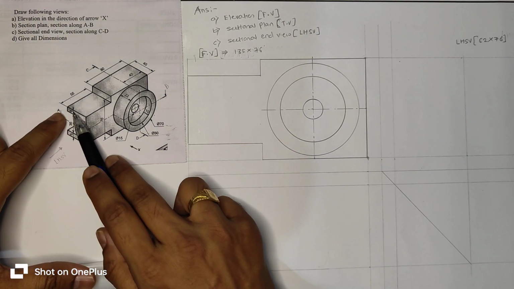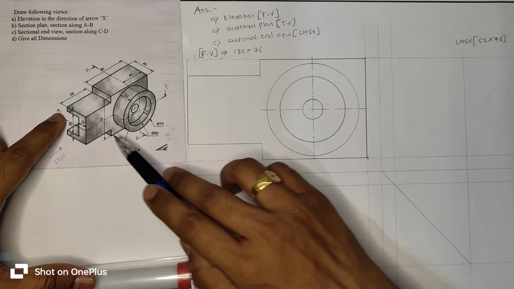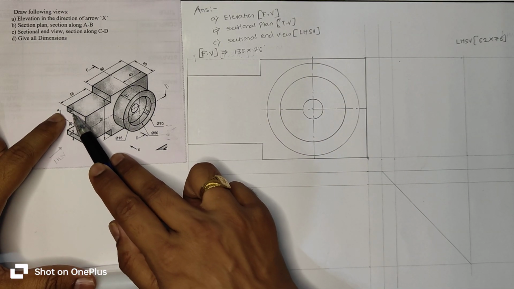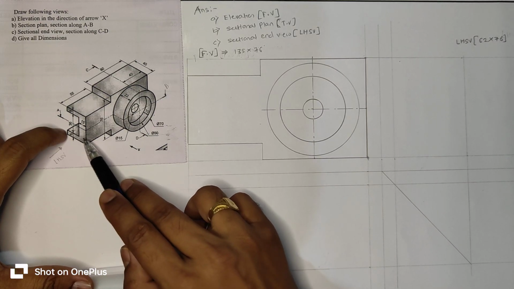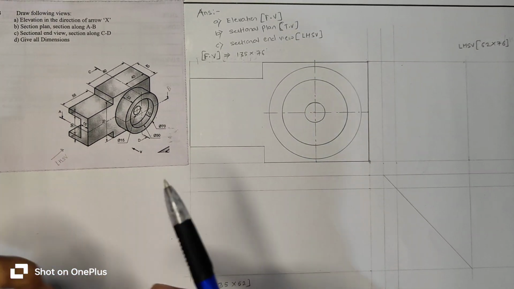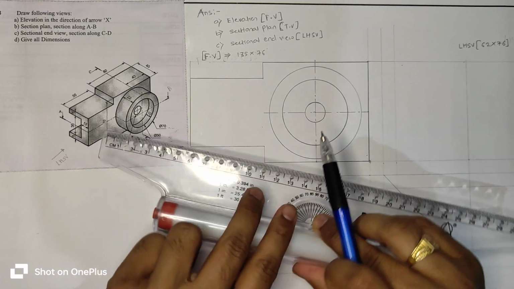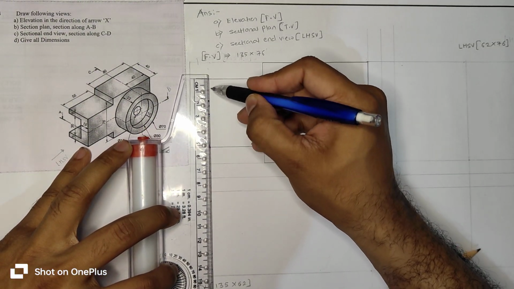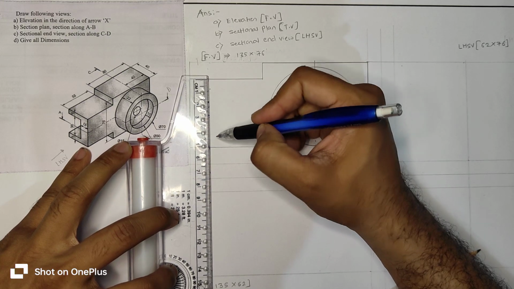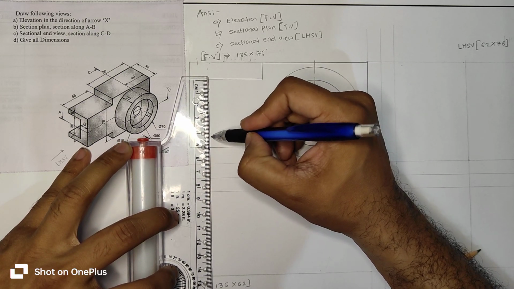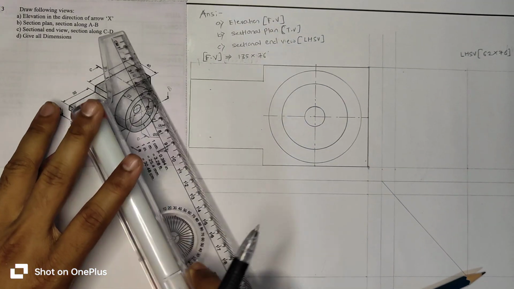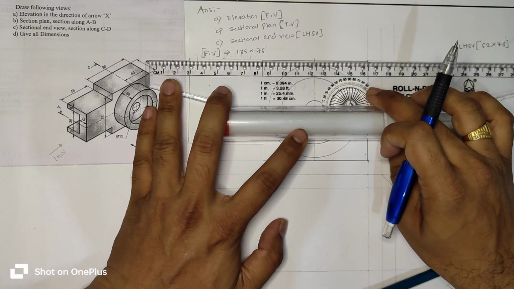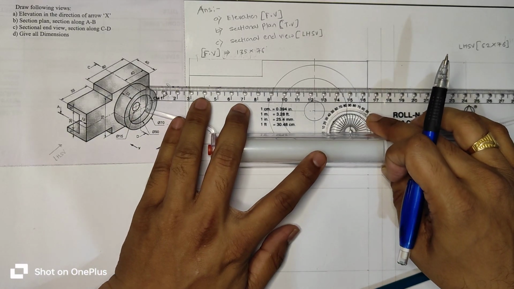This object has a C shape, and this is the direction of front view. So in this plane, this plane and this plane will be seen here at 8 mm distance. So from this line, below 8 mm and above 8 mm we will draw a line, and draw a dotted line because this plane is hidden.